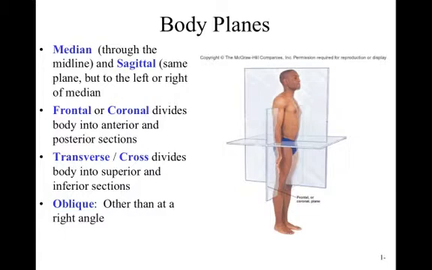Frontal or coronal divides the body into anterior and posterior, so it's cutting your body into front and back halves. Frontal or coronal plane, you'll see both terms. A transverse or cross plane divides the body into superior and inferior sections. Anywhere that's cutting your body in half, kind of like a magician would. And then oblique is anything other than a right angle to those. So if you're cutting at an angle through the body, that would be an oblique plane.